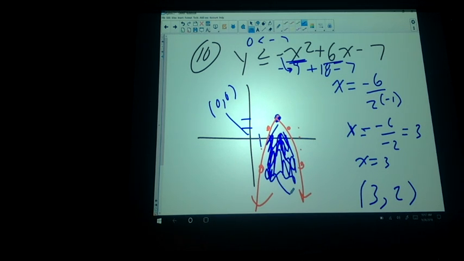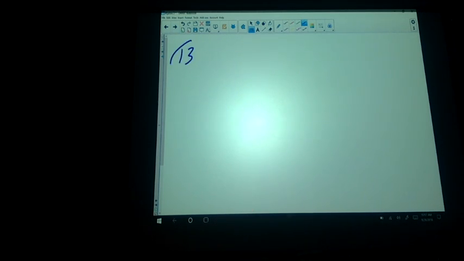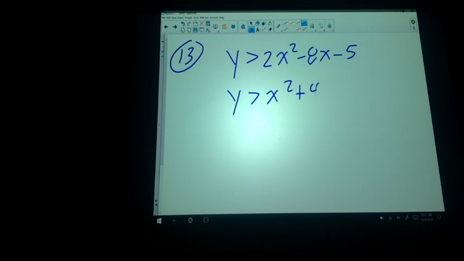We good? Yeah. Can you read me what number 13 says? Go ahead. y is greater than negative 2x squared minus 8x minus 5. And then it's also y is greater than x squared plus 4x plus 4. So we're going to graph 2 of them on this graph. Is that right? All right. They're both dotted parabolas. Agree? Everyone feel comfortable with this?